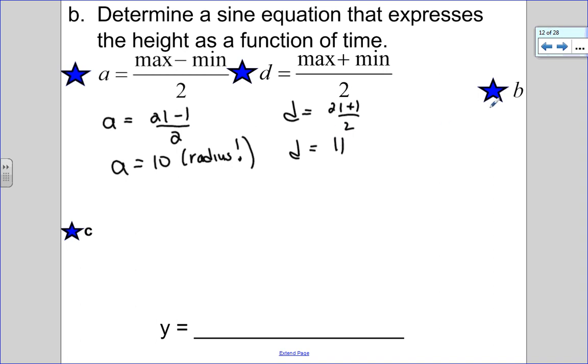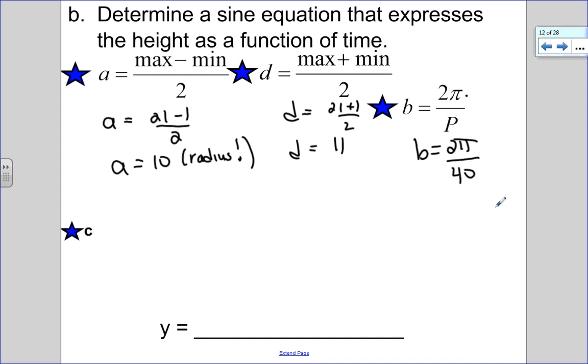Okay, let's look at my B value. I can use my period to help me figure out my B value. So my B value is going to be 2 pi divided by my period, and my period was 40 seconds. So just putting that in lowest terms, I'm going to get pi over 20.